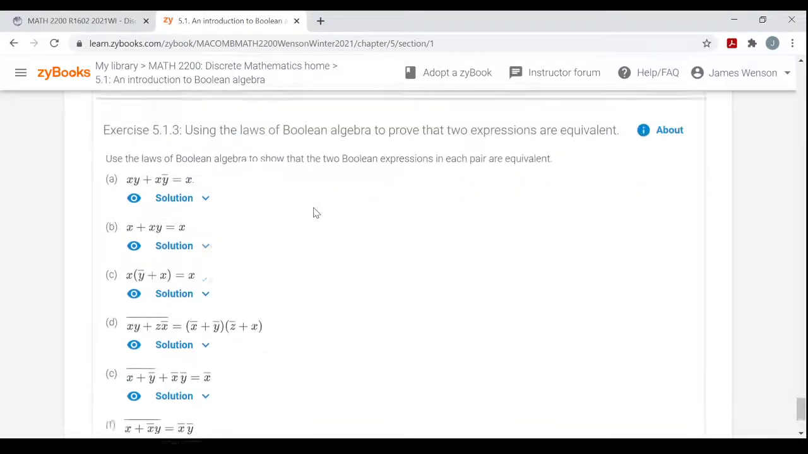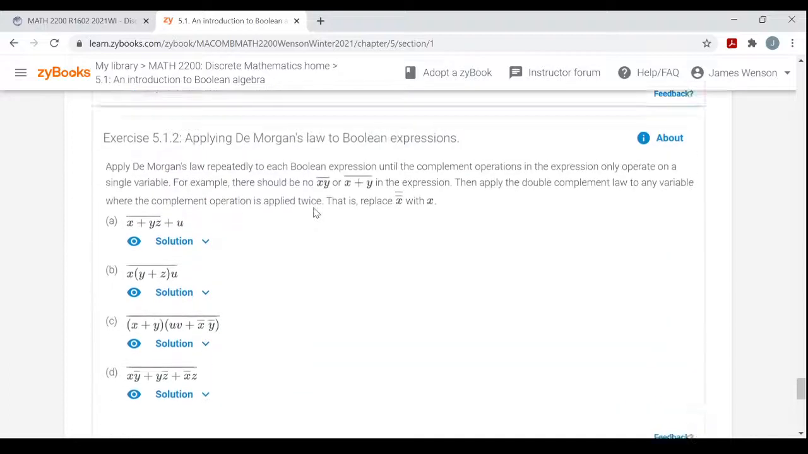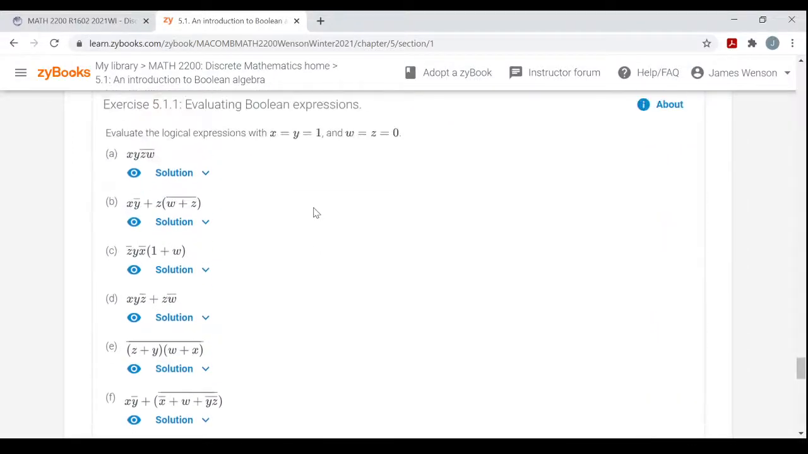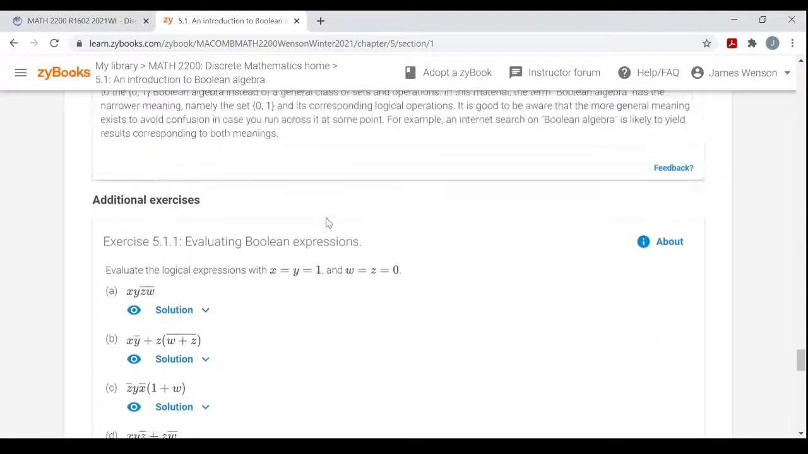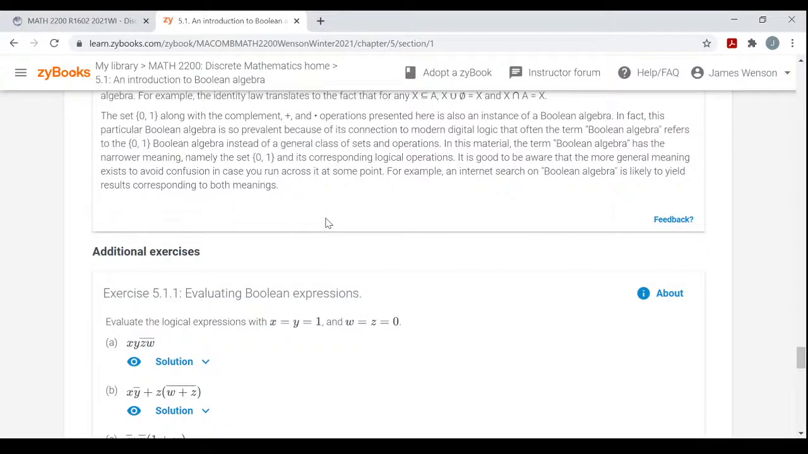All right, and in fact, I think all of these might be on assignment 6, but still, I would recommend you try them all. All right, so that's it for the introduction to this Boolean algebra.